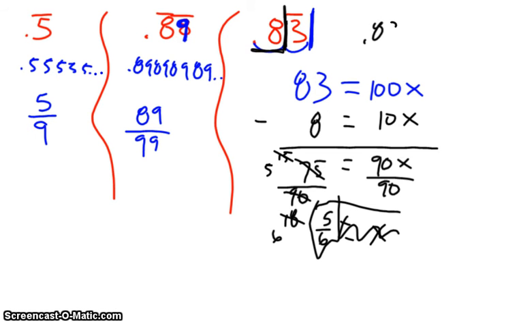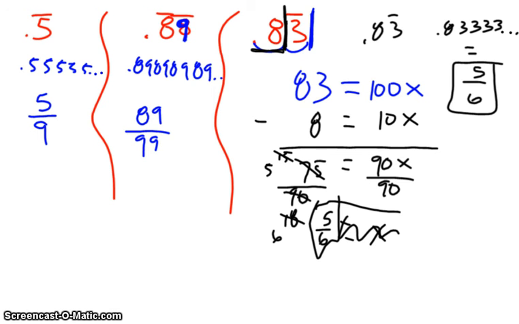So 0.83 with the 3 repeating, 0.83333 is equal to 5/6. The repeating decimals do get kind of tricky. Hopefully you've looked those over a bunch, but there is a quick way to get that done.